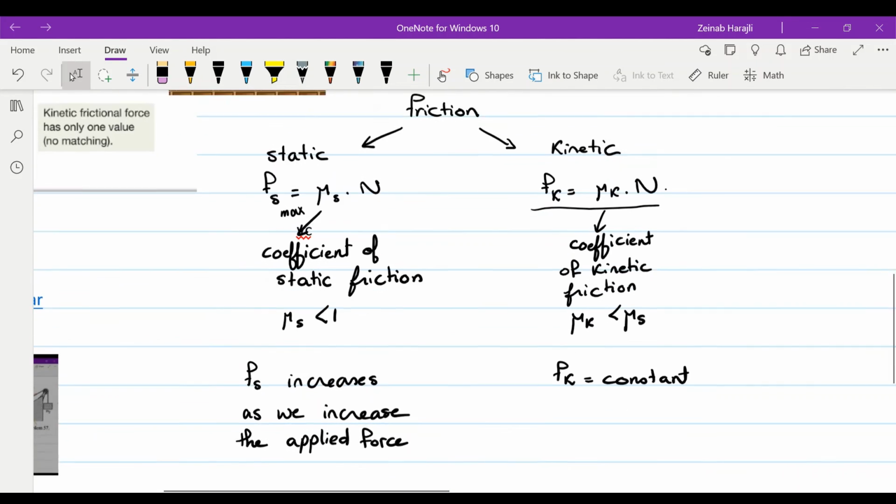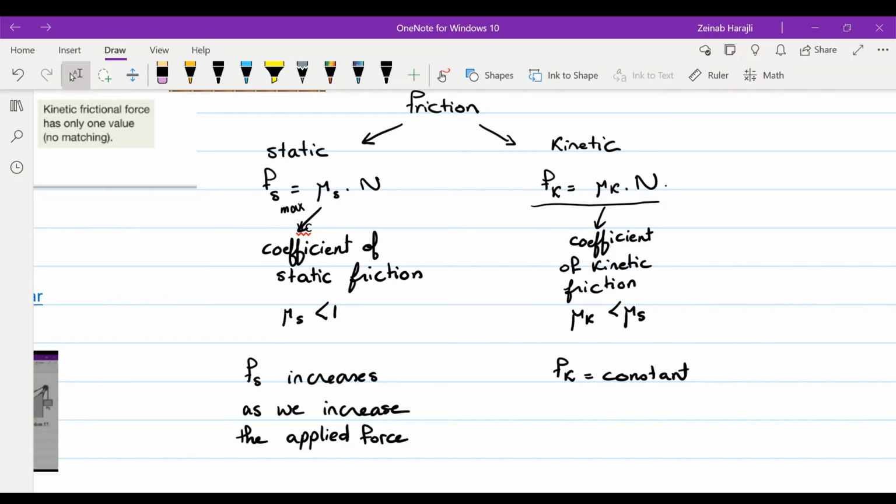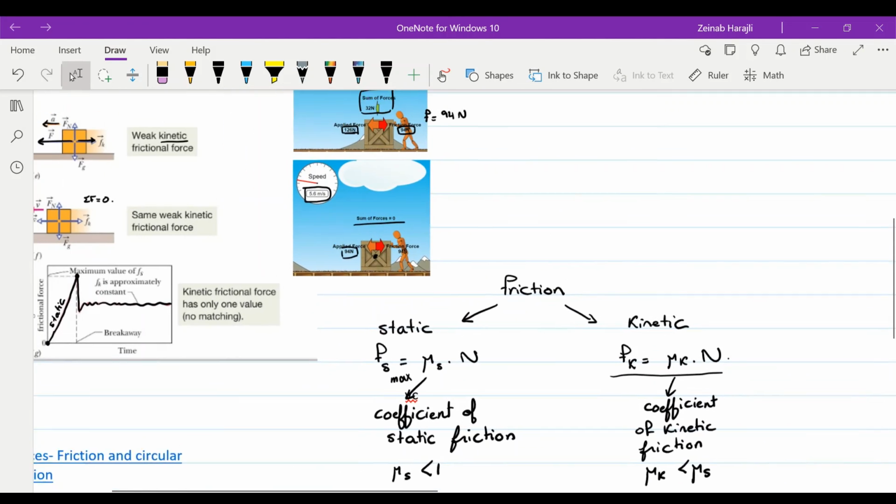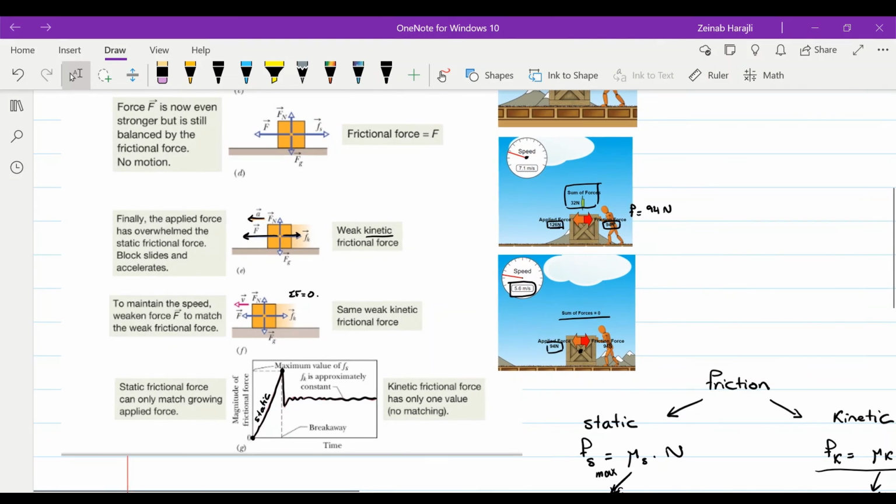So basically, whenever we're asked about the friction, we can use these formulas. The static friction has a formula for the maximum value only. Otherwise, it's equal to the applied force itself. And we can always remember to use Newton's laws to find the value of the static friction in this case.